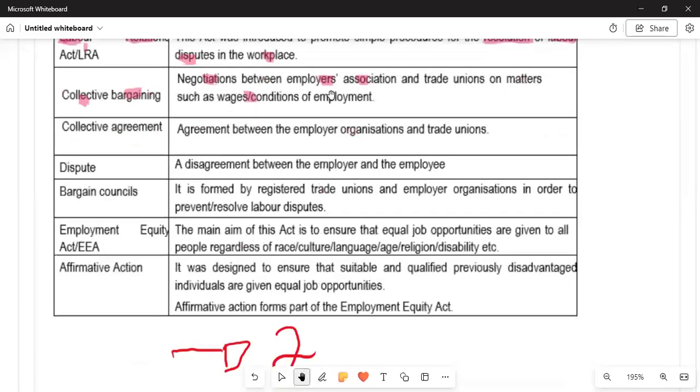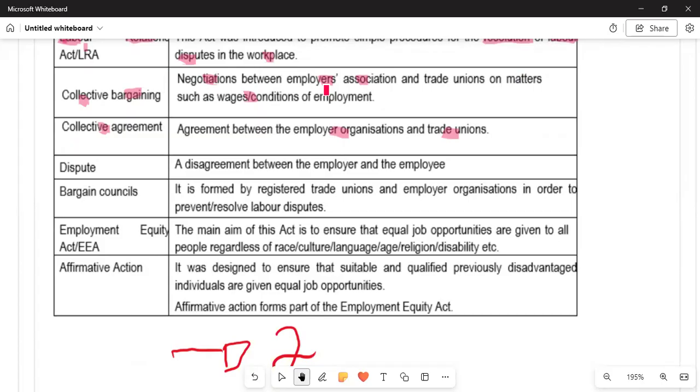Collective bargaining simply says negotiations between employers' associations and trade unions on matters such as wages and conditions of employment. Those parties meet and try to solve the problems that take place between the two parties, which are employers and employees. Like we have said, the employees will be represented by trade unions and the employers by the employers' associations.